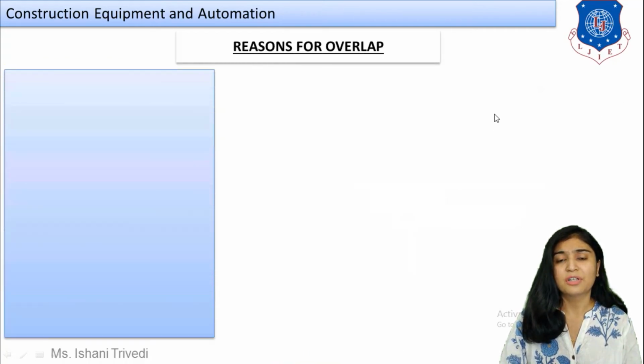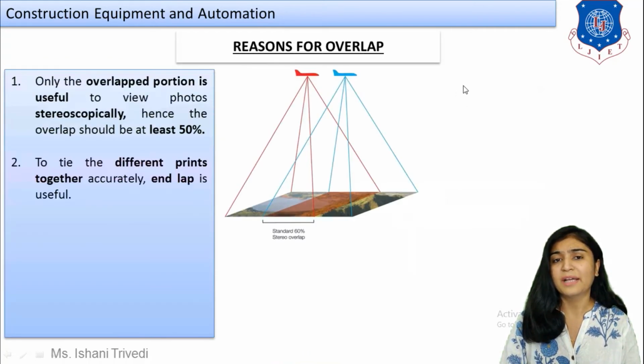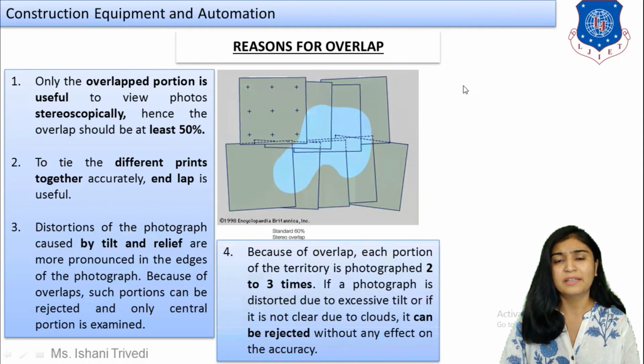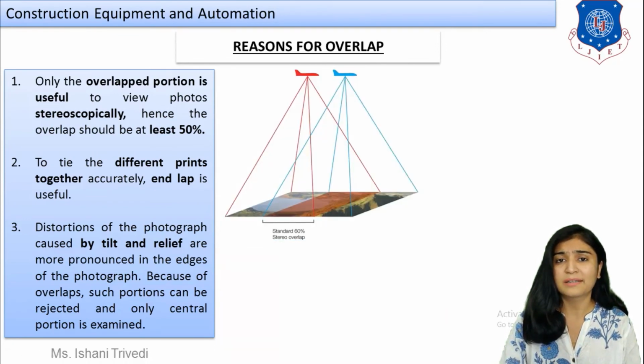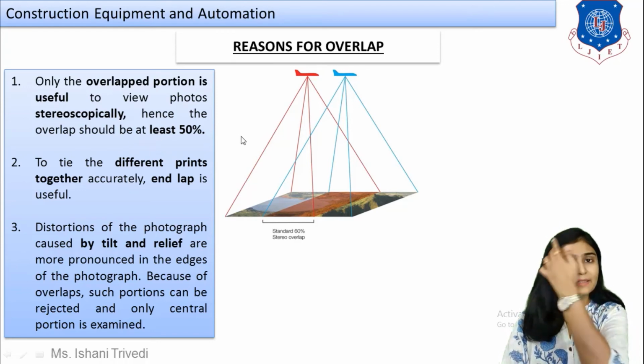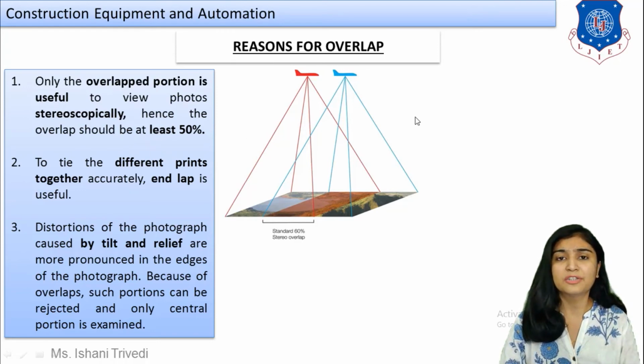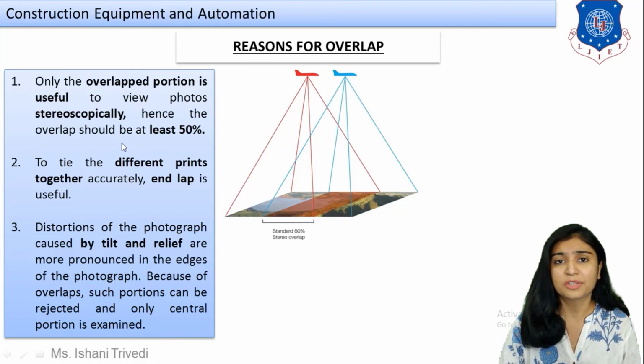Next, I am going to talk about the reasons for the overlap. I think I discussed enough reasons regarding the overlap already, but let us have a look at it technically, what you are supposed to write down. So only the overlap portion is useful to view the photo stereoscopically. Now this is clear after the explanation, so hence the overlap should be at least 50%. I think it is clear now. We understood the whole overlapping thing and what stereoscopic observation is.